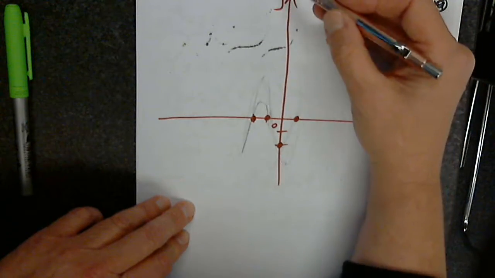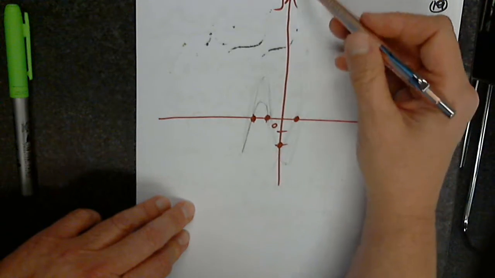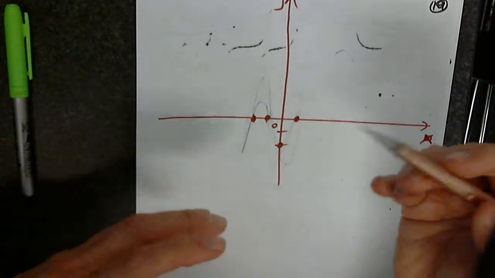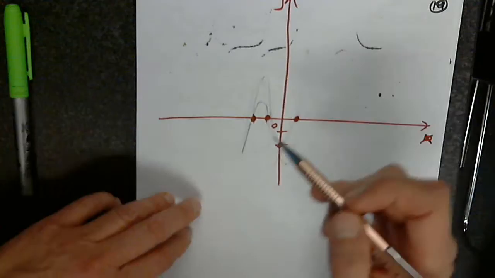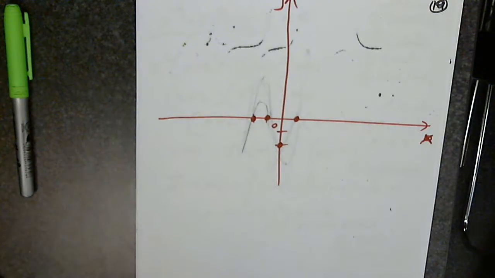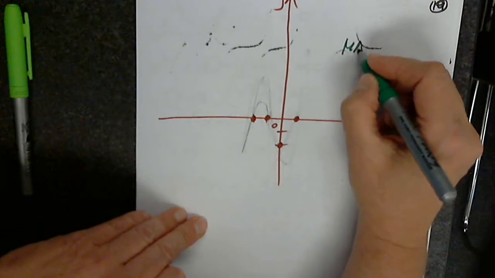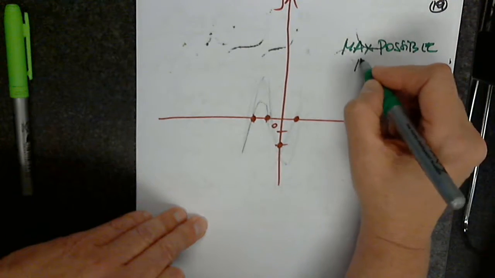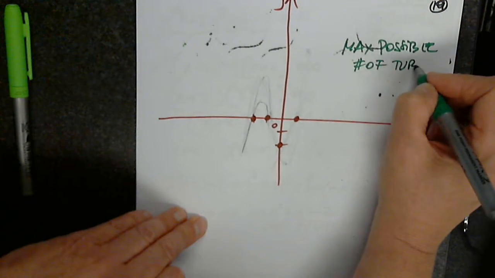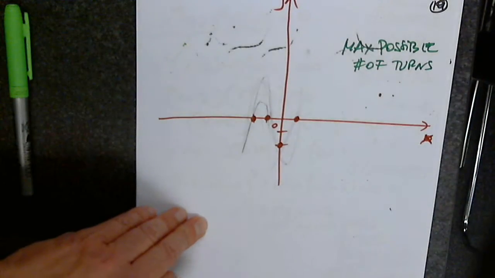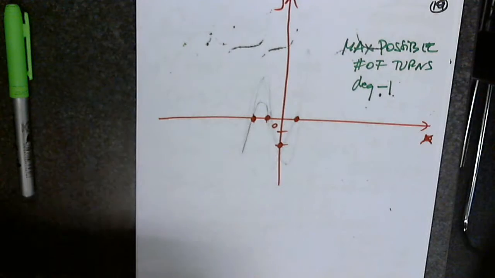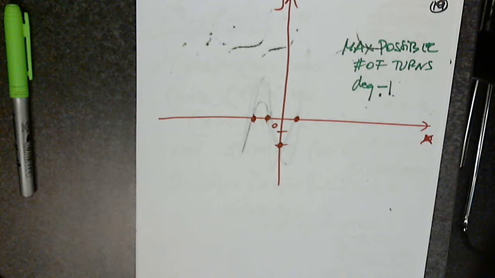So it crosses at negative 2, 0. It crosses again at negative 1, 0. It crosses the y-axis. I'll see in a minute with a calculator. And it goes up. Now, the maximum possible number of turns for all polynomial functions is degree minus 1. It doesn't have to turn twice, n minus 1, right?